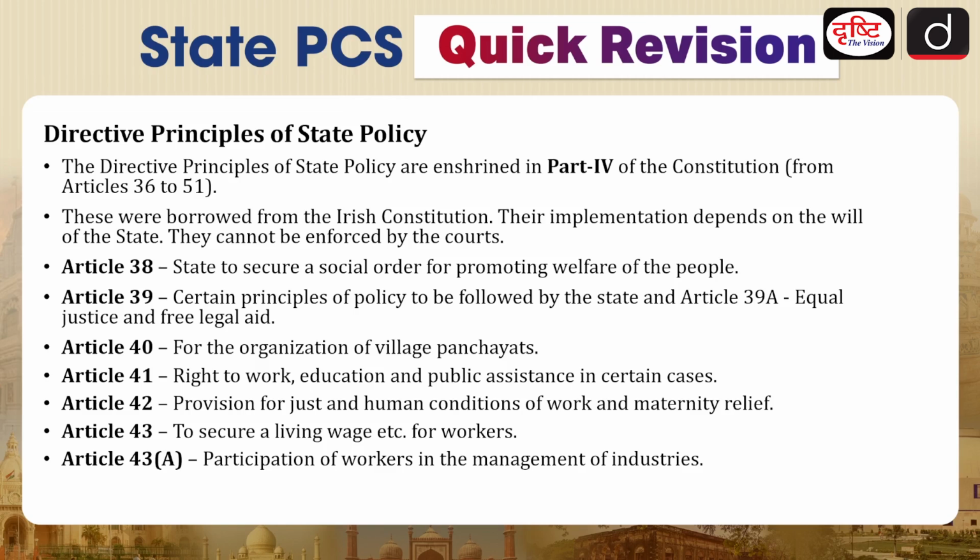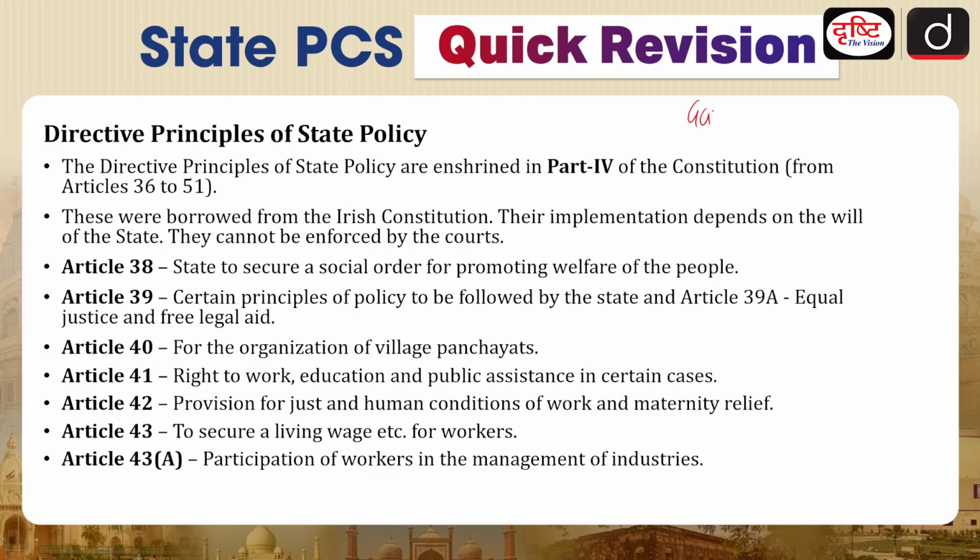Now moving further, directive principles are mentioned in Part 4 of the Constitution. When we talk about Part 4, that is Articles 36 to 51, there are various DPSPs mentioned, and we have taken the DPSP from the Irish Constitution, which we have already seen. Now there are three different kinds of DPSPs.